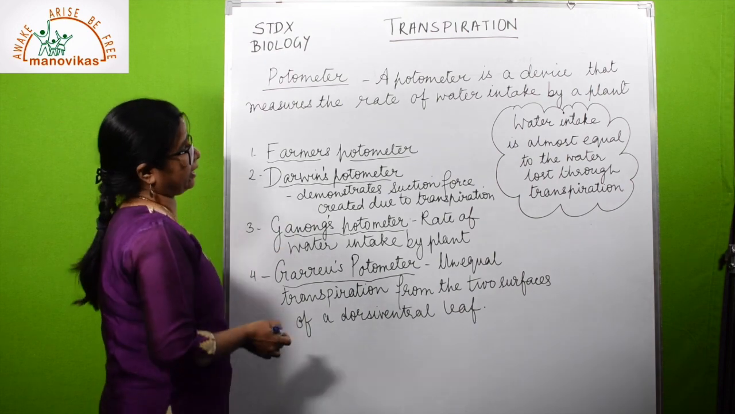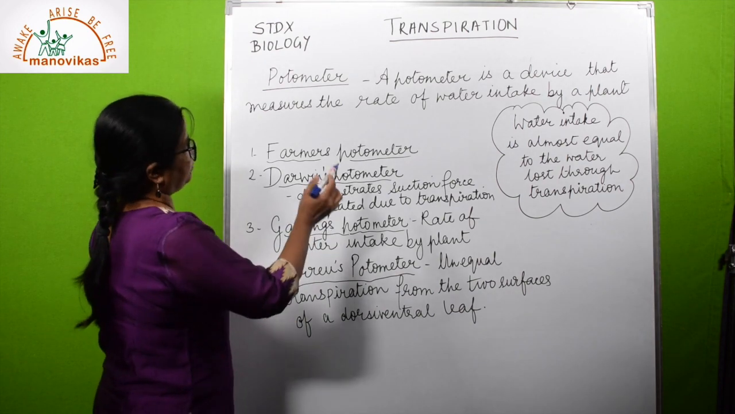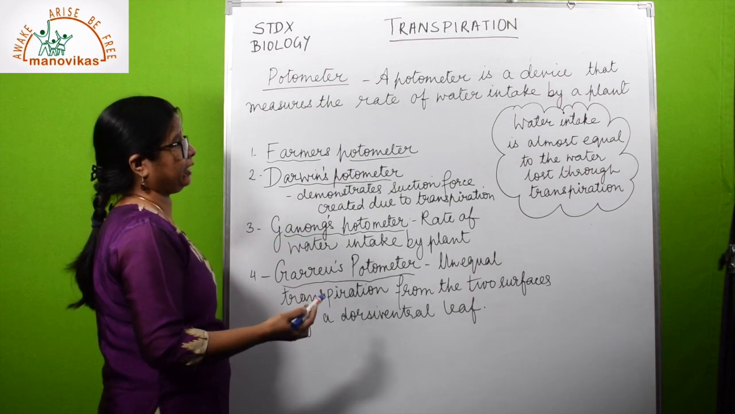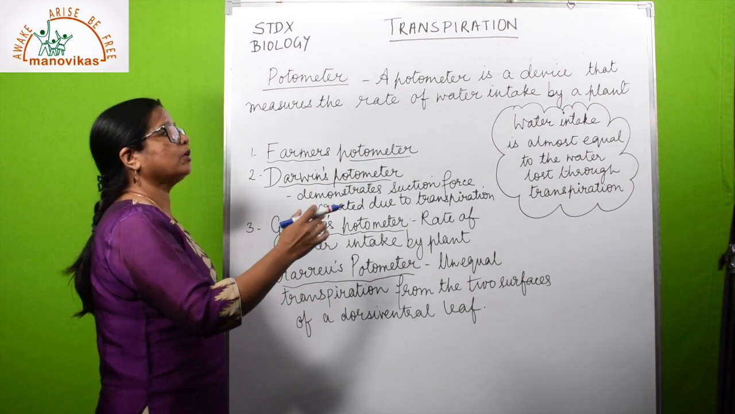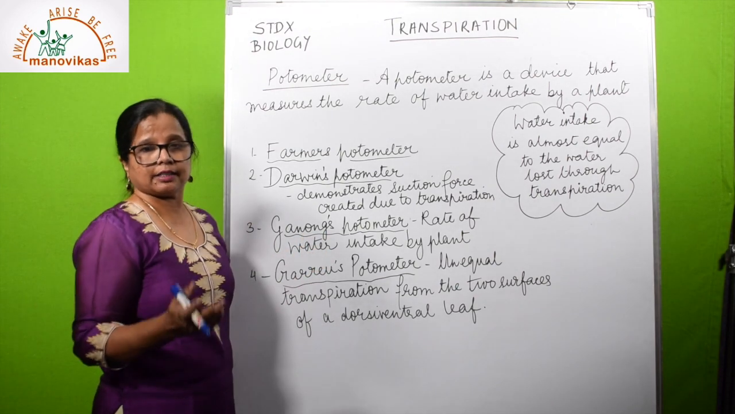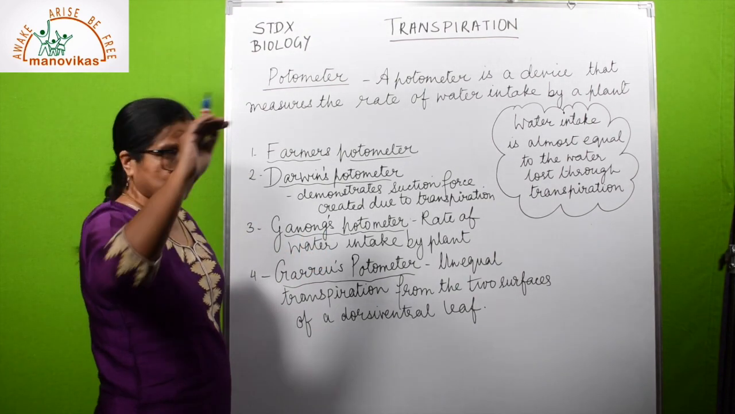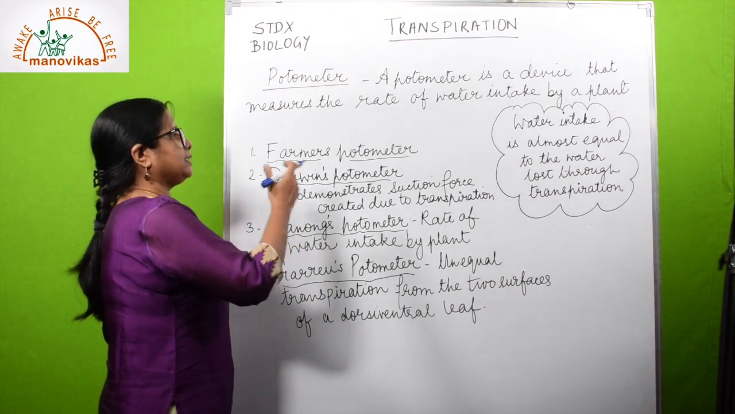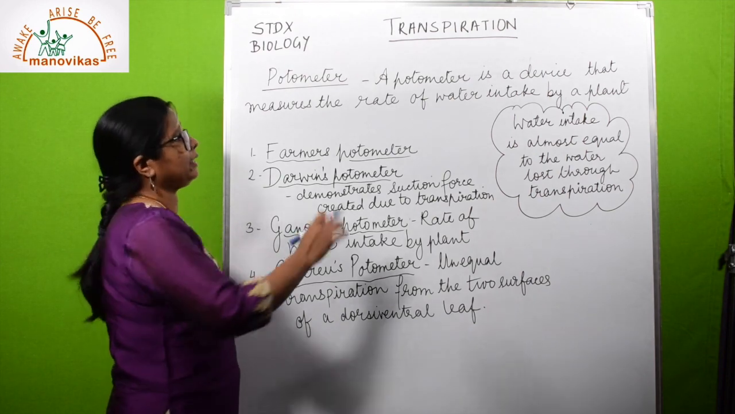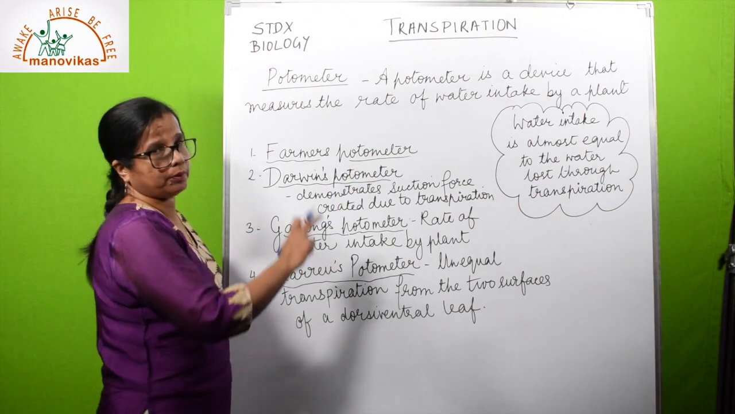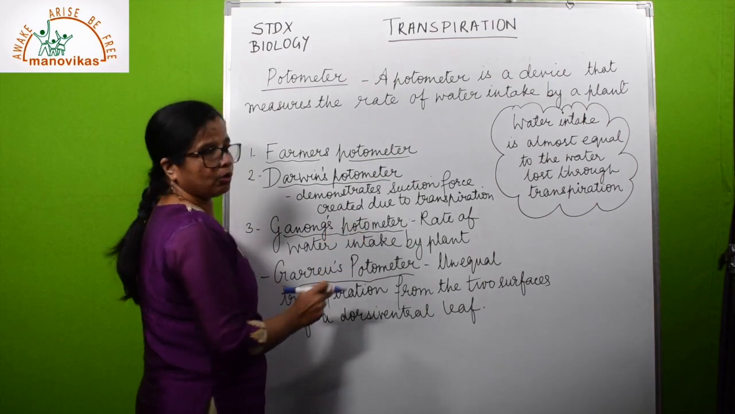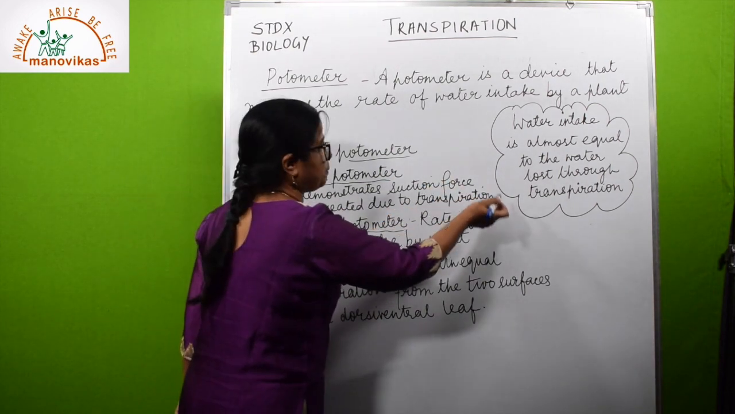Now when we are saying water intake, if the potometer is measuring the rate of water intake, we are thinking that the water intake is almost equal to the water transpired out by the leaf or lost through the leaf. There may be a little difference here and there, but water intake is almost equal. That's why we have used the word almost. Almost equal to the water lost through transpiration. This is a fact, remember it.